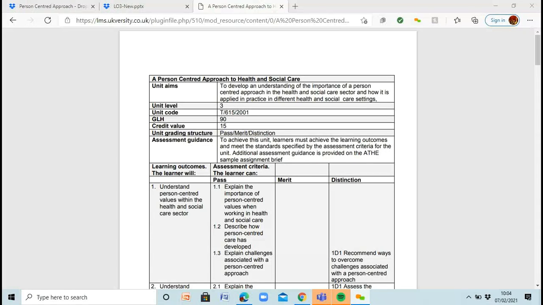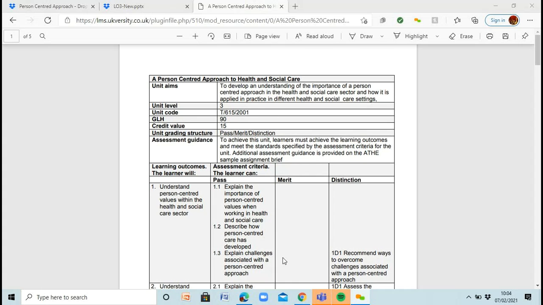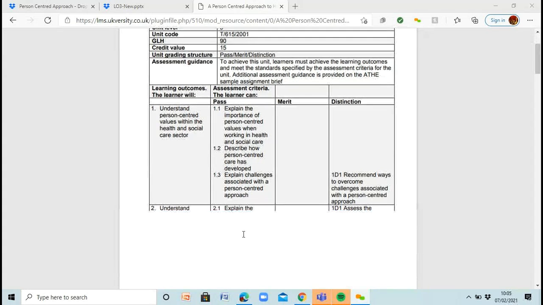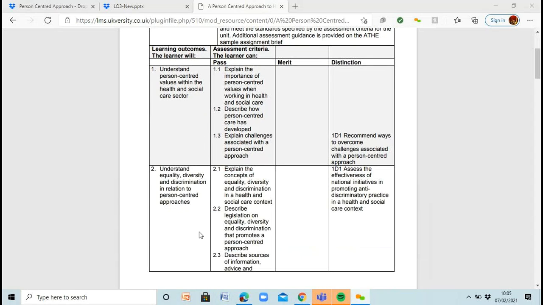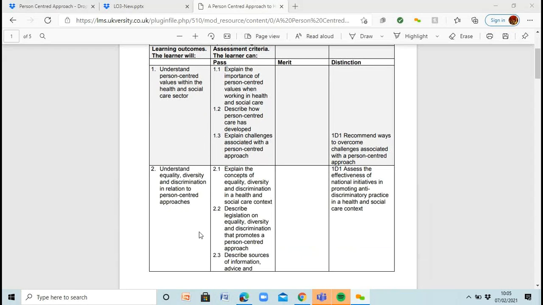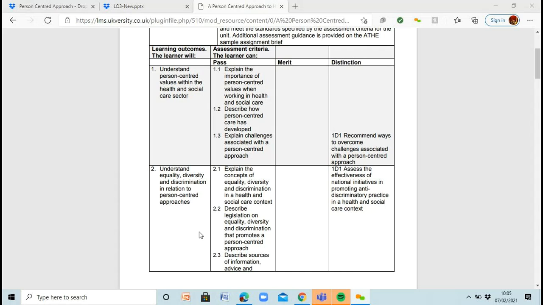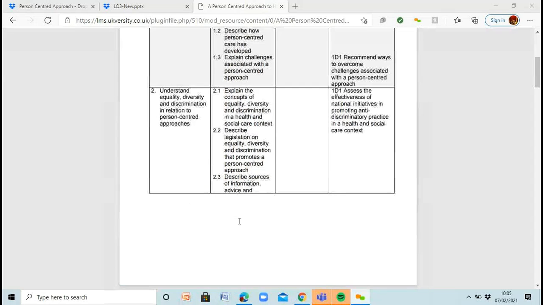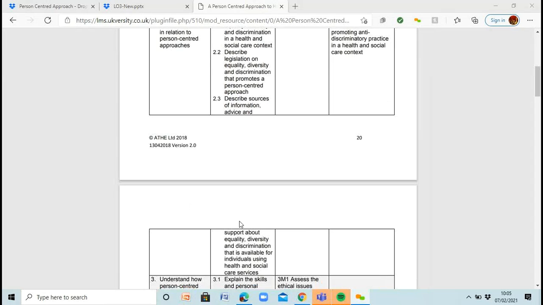So good morning. We're looking at learning outcome 3 for person-centered approach. So we've looked at learning outcome 1, where we looked at how the values developed within the health sector. Then we looked at equality, diversity and discrimination in quite some detail yesterday. And then we looked at some initiatives that are in place, like policies and legislation that are in place to promote anti-discriminatory practice. So that was yesterday's session.